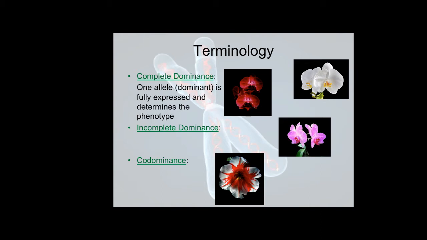In incomplete dominance, in heterozygous individuals, neither trait is expressed, and the resulting flower is neither red nor white. It is pink. In codominance, the alleles share dominance, such that in a heterozygous individual, both traits are expressed. The flower is neither red nor white, and it's not pink. It is both red and white.